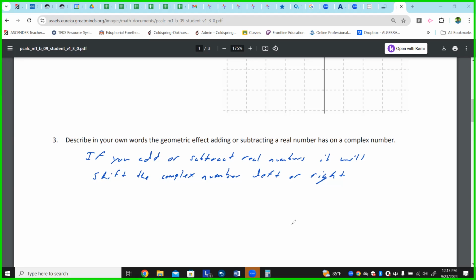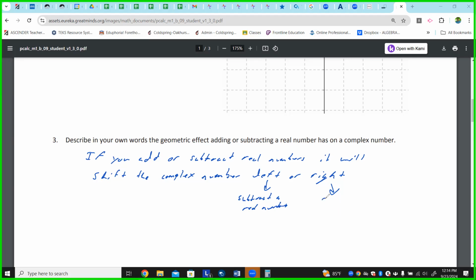What did I do to the complex number when it shifted left? Okay, so this would be more specific: if I subtract a real number, then it went left. What did I do when it shifted right?